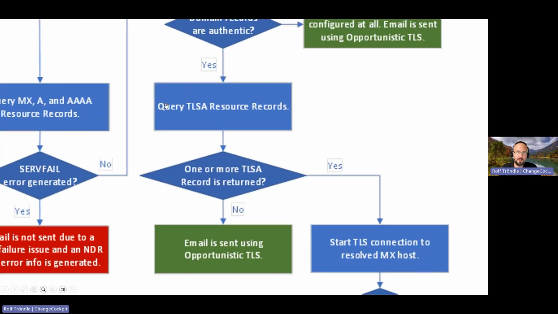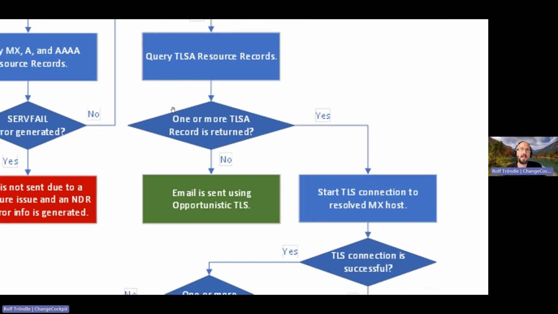TLSA resource records. This TLSA record, as just seen, the 311 and the certificate hash, then we will check if one or more TLSA records are returned. No, then we will again fall back to opportunistic TLS, because if there is no TLSA resource record, this means DANE isn't enabled. So we only have DNSSEC, but without a TLSA record, we still can't use DANE, so we will fall back to opportunistic TLS.